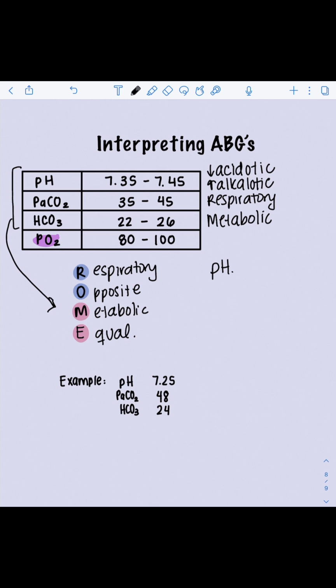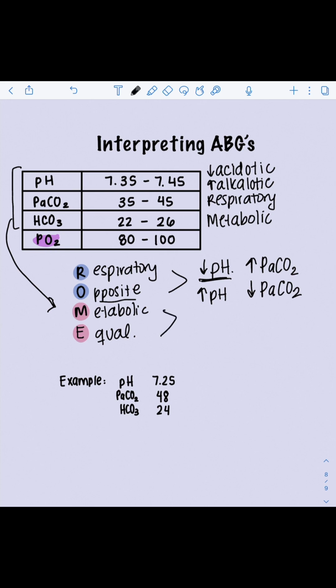If my pH is low, in order for it to be respiratory acidosis, I need to have a high PaCO2 because they have an inverse or opposite relationship. And if my pH is high, in order for it to be a respiratory alkalosis, I need to have a low PaCO2.